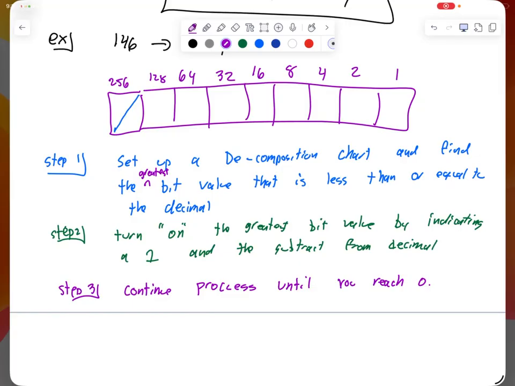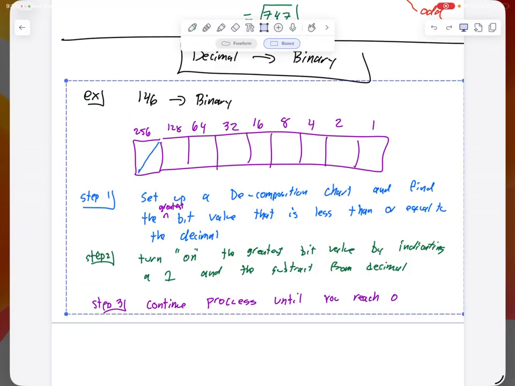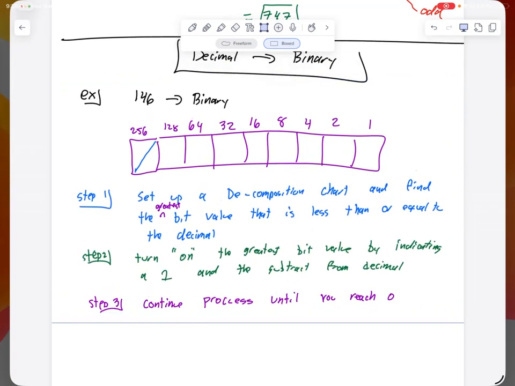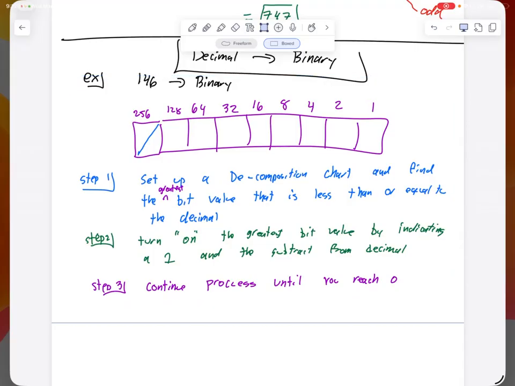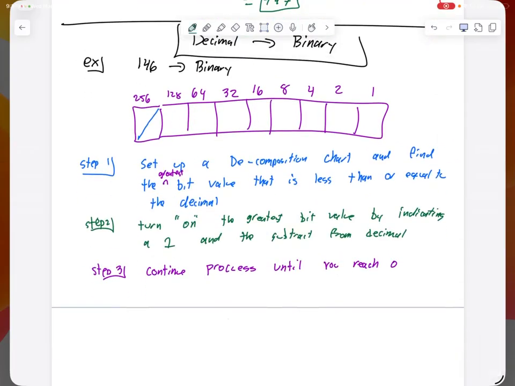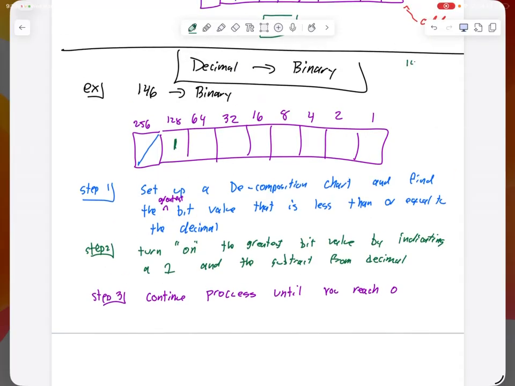So what am I going to place underneath 128? What number? I'm going to turn it on. So what am I going to place as the value if I'm turning it on? What goes right here is what I'm saying. 0 or 1? It has to be a 1 because that's the whole idea. So this is a 1. Now I'm going to do the math over here: 146 minus 128.